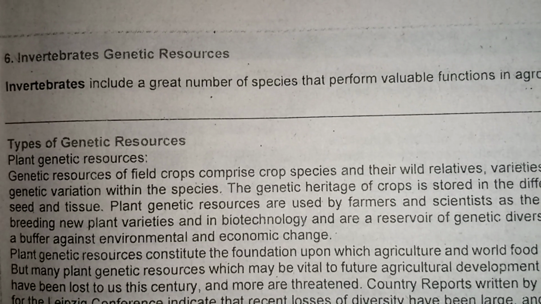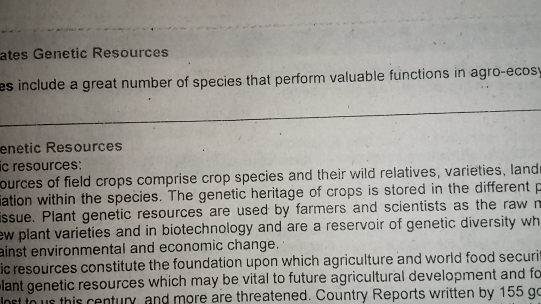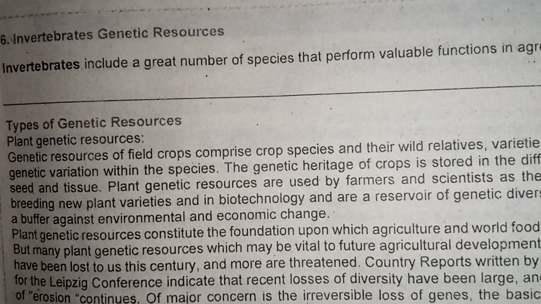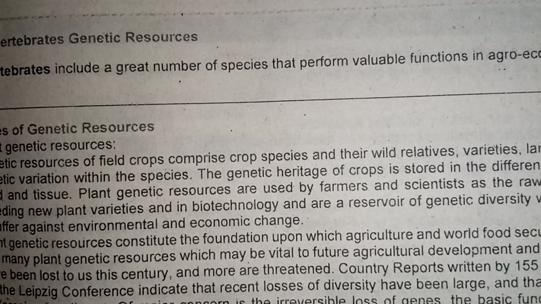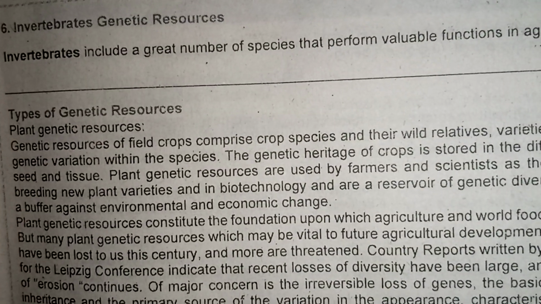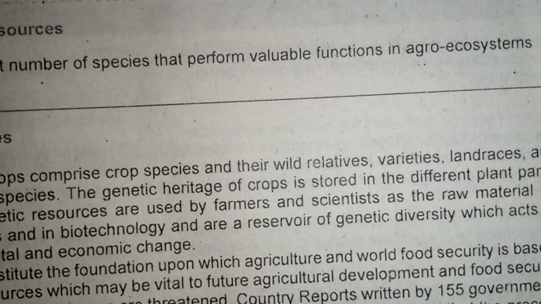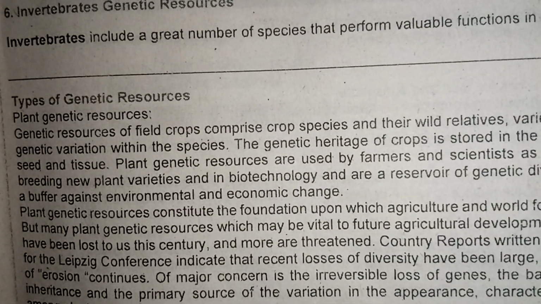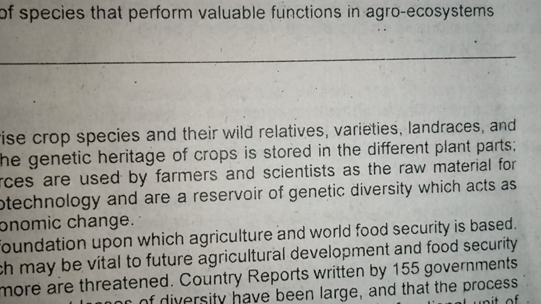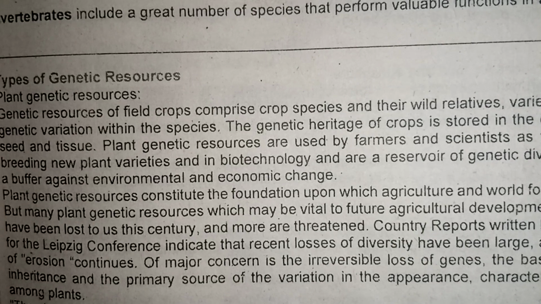Types of genetic resources. Plant genetic resources. Genetic resources of field crops comprise crop species and their wild relatives, varieties, landraces, and genetic variation within the species. The genetic heritage of a crop is stored in different plant parts, seed and tissue. Plant genetic resources are used by farmers and scientists as the raw material for breeding new plant varieties and in biotechnology, and are reservoirs of genetic diversity which act as a buffer against environmental and economic change.